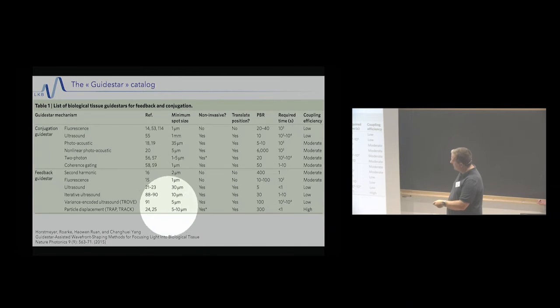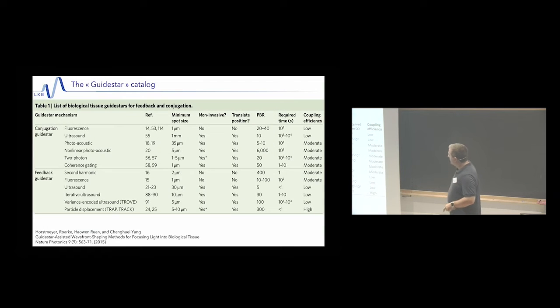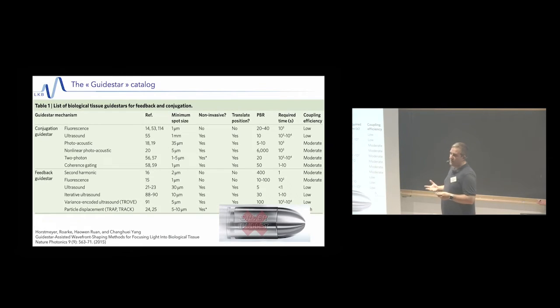You can see that they all have different kinds of resolution. Some are invasive, some are non-invasive. Some allow you to translate the position, some do not. And some are very slow, some are very fast. So in a way, I think the take-home message is there are many, many techniques to try to guide light inside, but there is no silver bullet. It's not like one of them is winning and it's clear that this is the way to go. It's still very much exploratory how to go very deep.